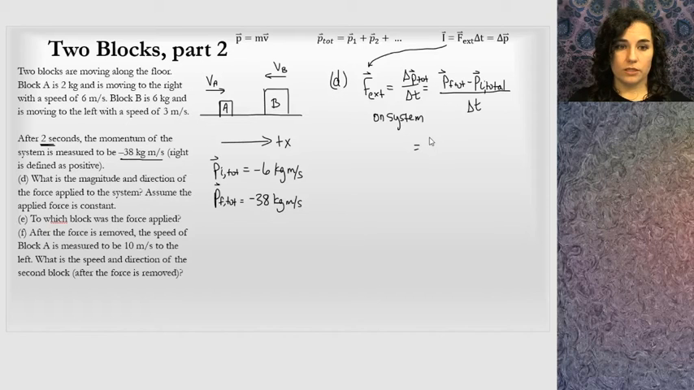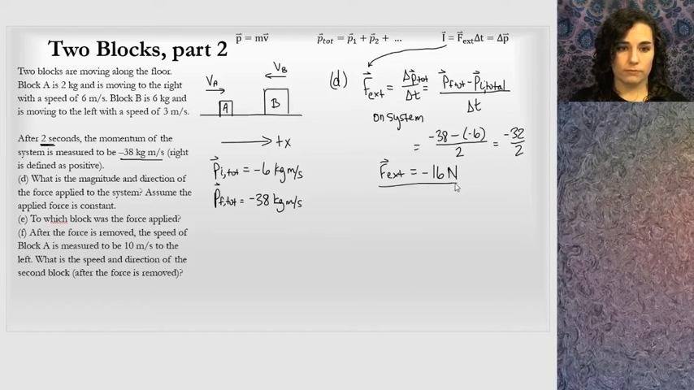The final is negative 38 minus the initial, which was negative 6, and our time period is 2. So the external force, and we're going to keep track of the negative signs here because it tells us the direction in our coordinate system. Negative 38 plus 6 will be negative 32 over 2, which is negative 16 kilogram meters per second divided by seconds. So that has to be newtons.